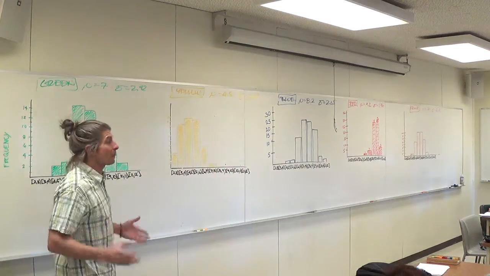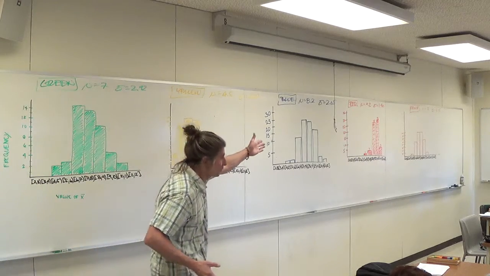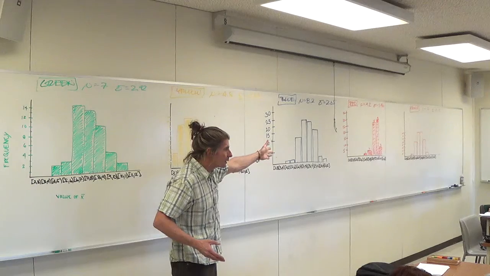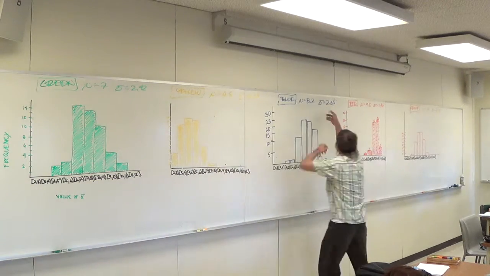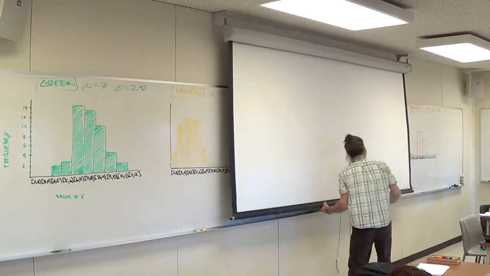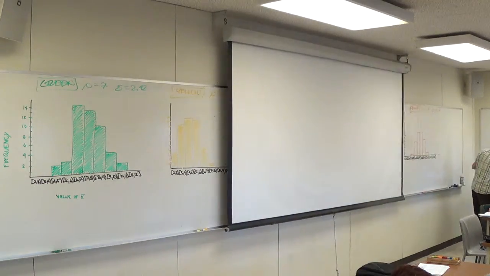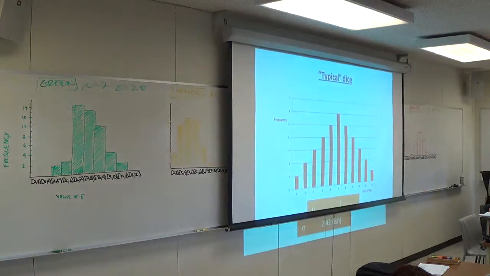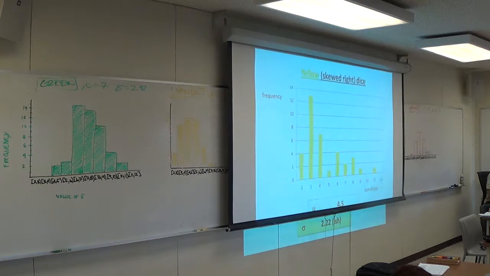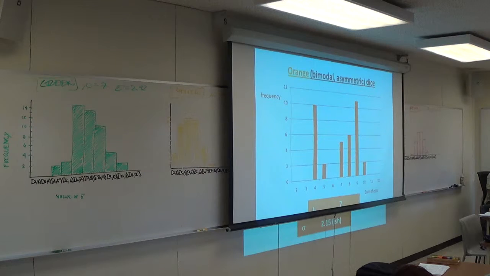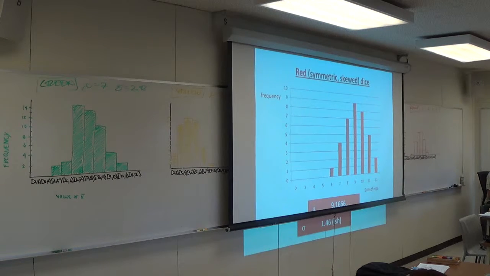So, for example, the orange one over there. Look at that perfect, beautiful orange bell curve. Remember what the orange one looked like originally? It was bimodal. Okay, so there's the blue one, the yellow one, the green one, the orange one, and the red one, which arguably already looked bell-shaped.